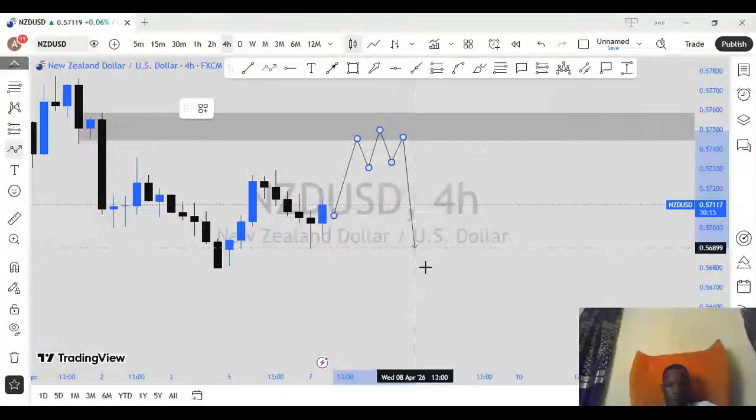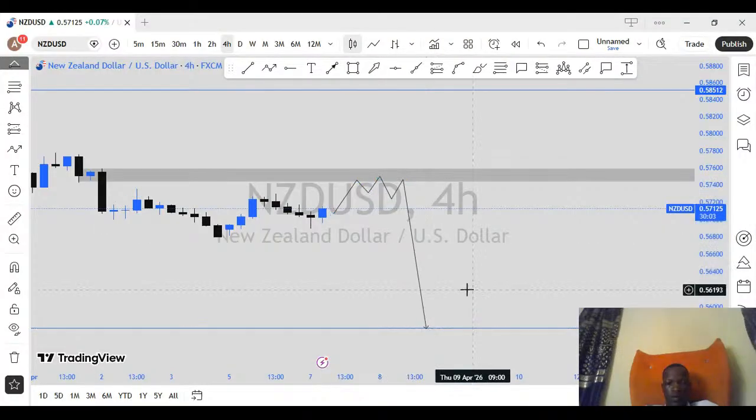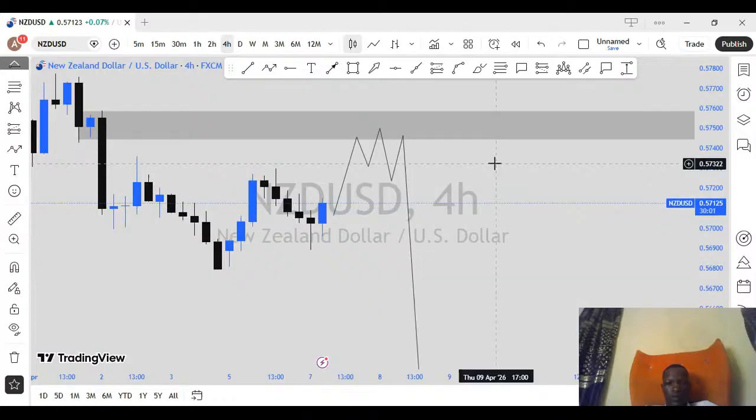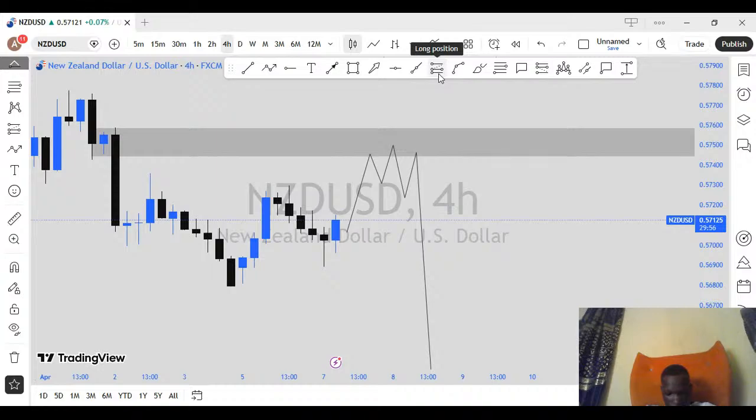So we expect the market to come back to this level, then we sell. I mark out where the market is going, as a swing trader. The stop loss should be above this level, then the target is the nice low. So that's about it.